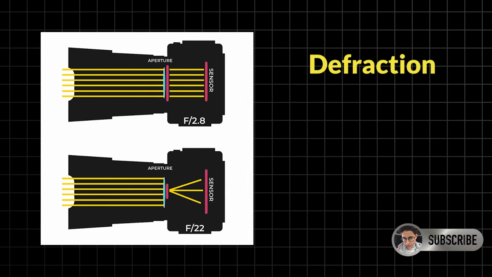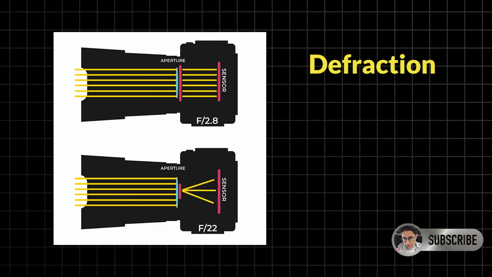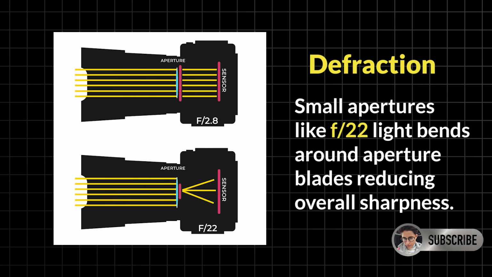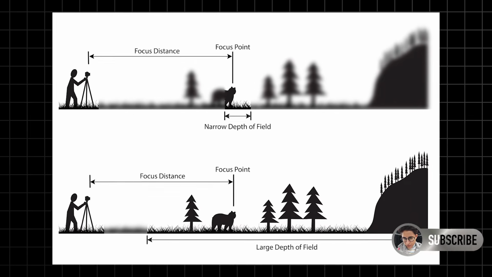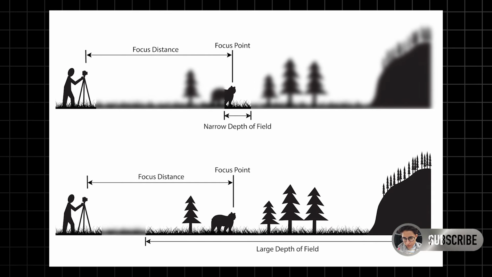Also, be aware of diffraction. At very small apertures like f22, light bends around the aperture blades, reducing overall sharpness. So, more depth of field doesn't always mean more detail.